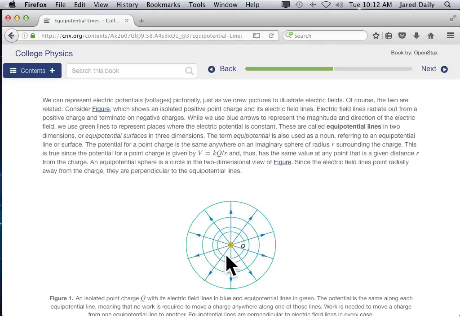But if it's just a single point charge, then this circle that is concentric with that point charge is what we call an equipotential line. Everywhere on that, the charge can go without being forced to go there. It can just hang out there.